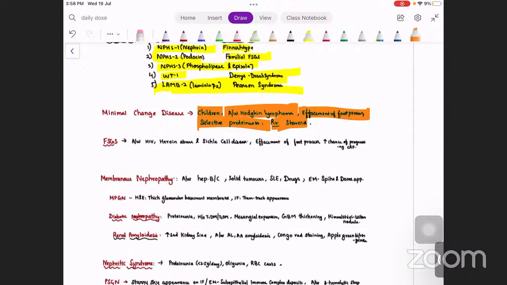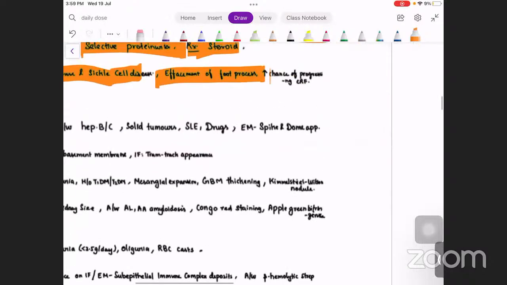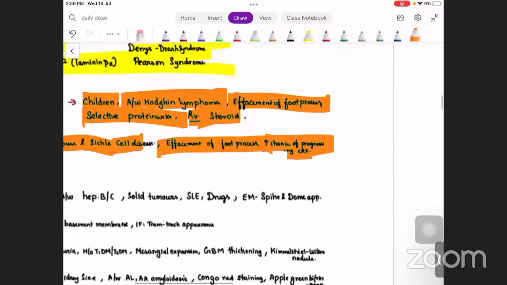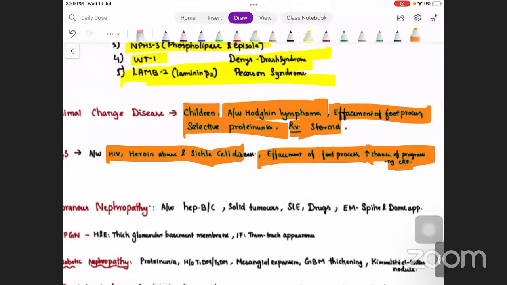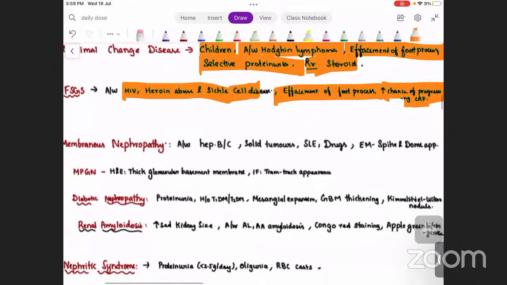FSGS: any patient associated with any of these three, like HIV, heroin abuse, or sickle cell disease. Here also you may see effacement of foot process, but there is an increase in progression to CRF. You may see it in FSGS, focal segmental glomerulosclerosis. Remember, foot process effacement in a child, minimal change disease. Foot process effacement in an HIV, heroin abuse, or sickle cell adult, then it is FSGS, focal segmental glomerulosclerosis.